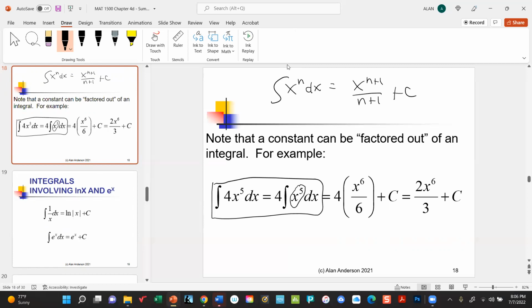So in other words, you're going to have x to the 6 over 6. The 4 is still right here. And of course, 4 over 6 is 2/3. So you end up with 2/3 x to the 6 plus c. Well, that wasn't so painful.